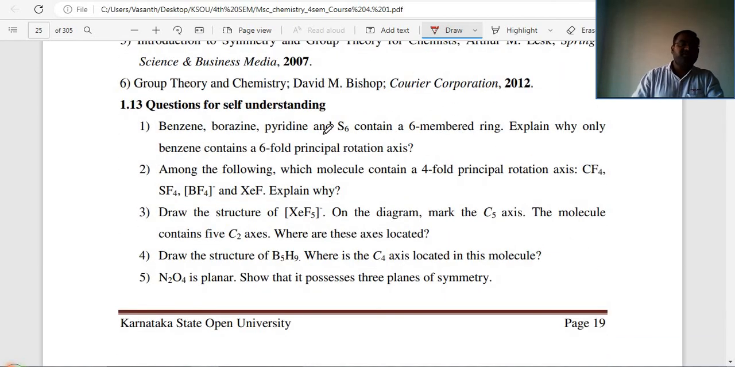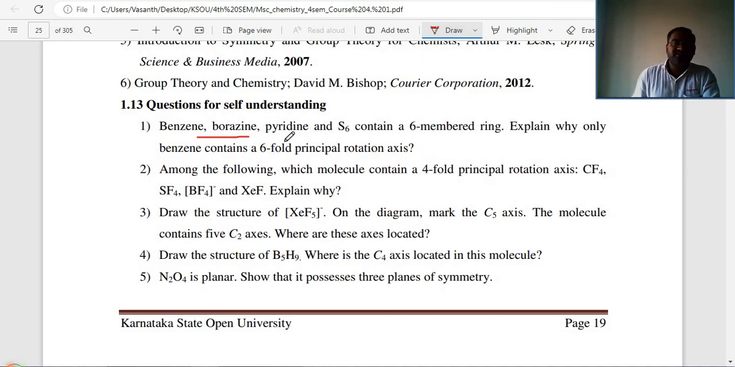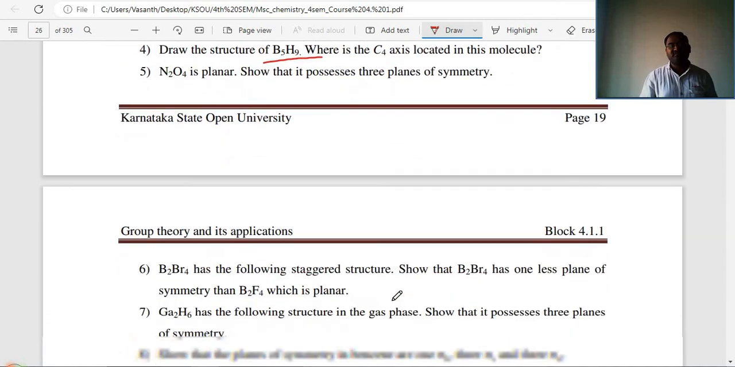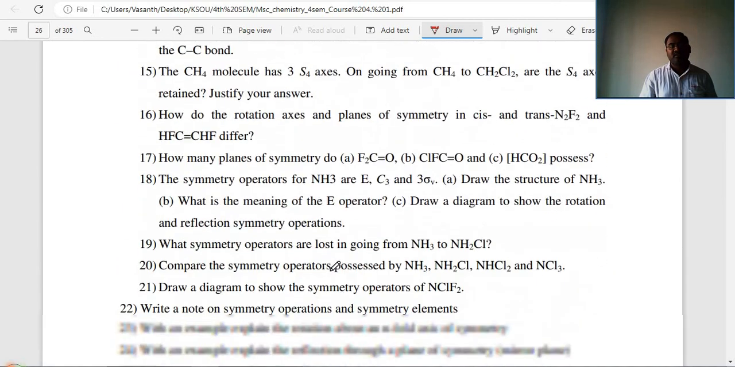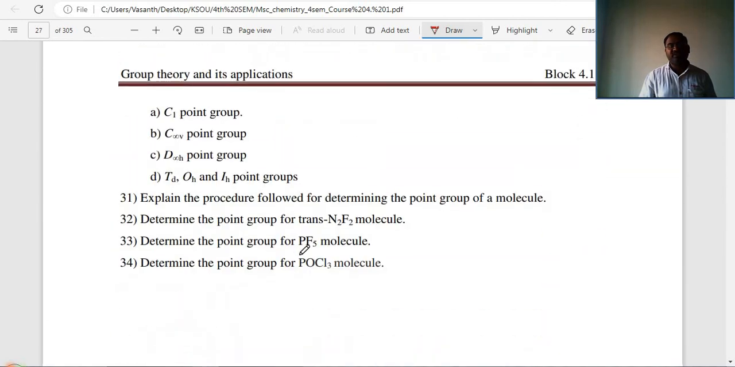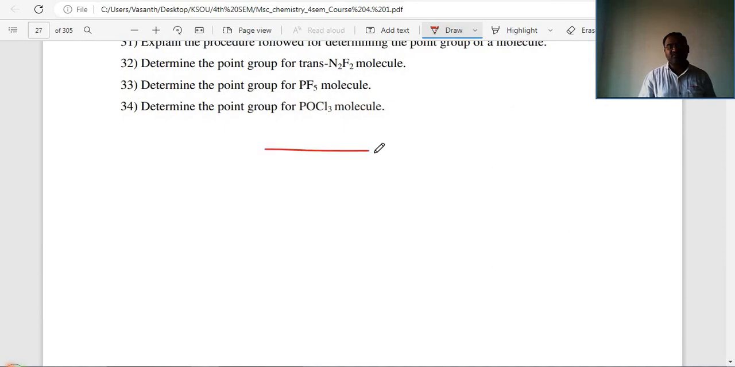In the point of examination, we studied some important molecules like benzene, borazine, pyridine, and sulfur-based molecules with four-fold principal rotation. Draw the structures. Draw the structure of B5H7 and some important definitions of this molecule.